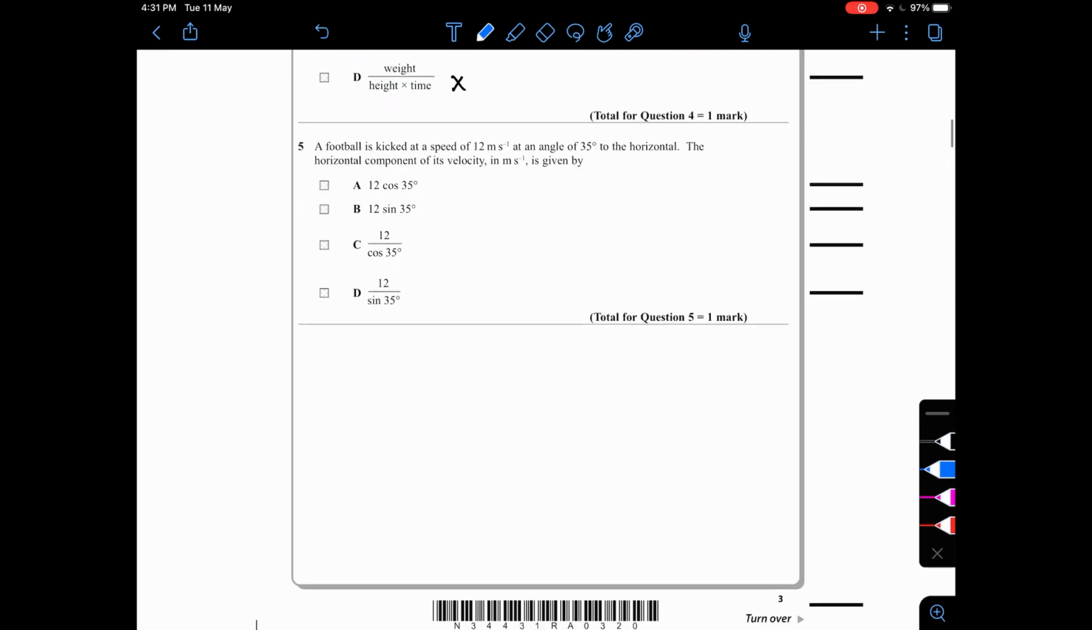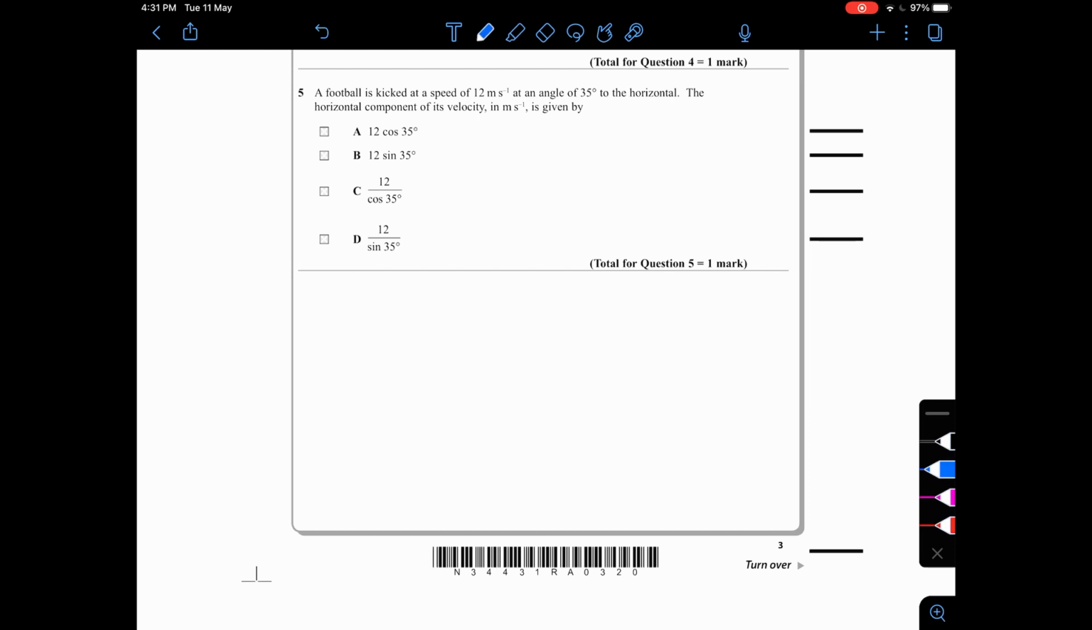Question number 5. A football is kicked at a speed of 12 meters per second at an angle of 35 degrees to the horizontal. So now let's draw that first of all.